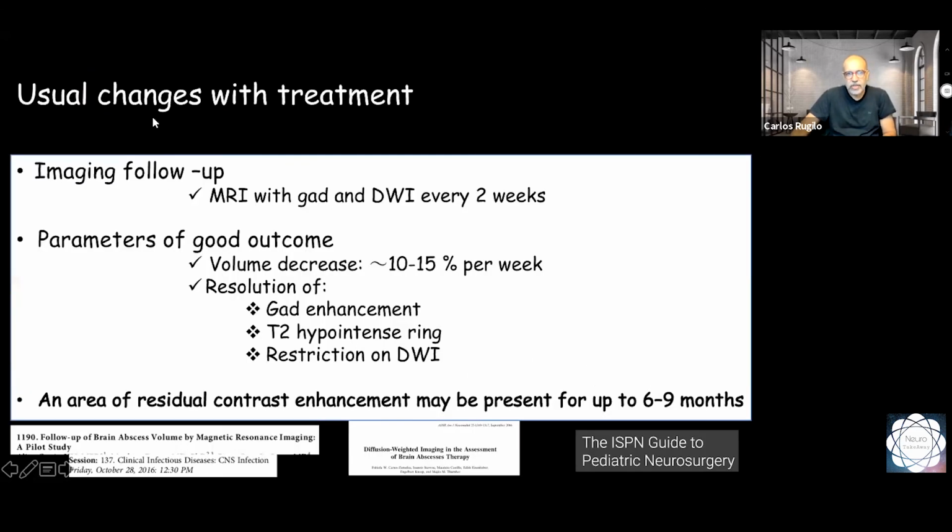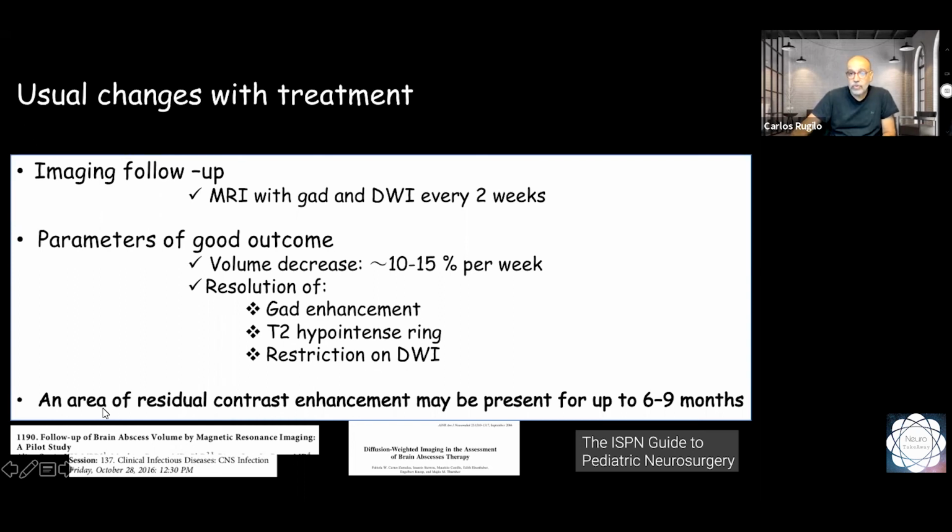Let's say something about the changes of abscesses with treatment. There are some controversies on this point, but in general, there is a consensus to follow up these lesions every 2 weeks with an MRI, with GAD, and with diffusion. The parameters of good outcome are the decrease of the volume of the abscesses at a rate of about 10 to 15% per week, and the resolution of 3 characteristics: the GAD enhancement with a change from annular to nodular, as we saw in our patient, the resolution of the hypointense ring on T2, and the resolution of the restriction. There is a tendency to facilitation of the inner core of the lesion.